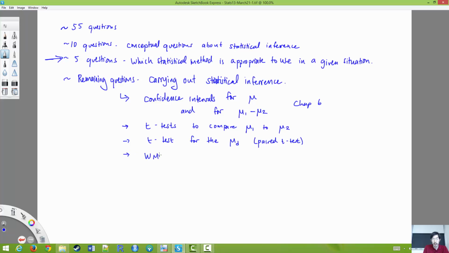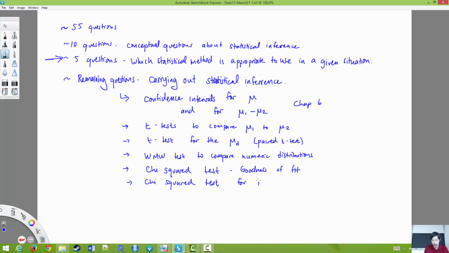We also had the Wilcoxon-Mann-Whitney test. And the chi-squared test, for goodness of fit and for independence. Chi-squared test for goodness of fit, chi-squared test for independence. Oh, as well as a confidence interval for P based on P tilde, or P squiggle.